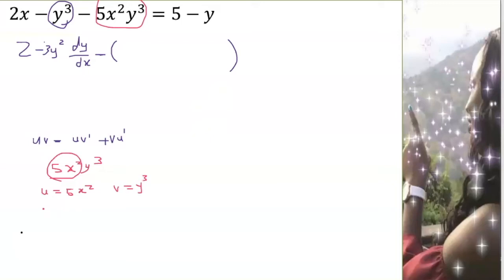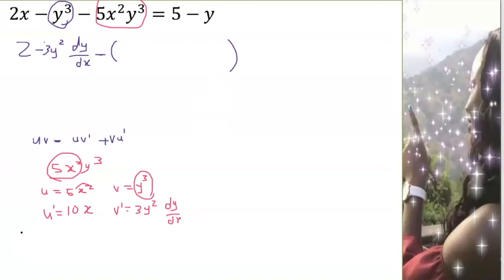So what is my u prime? U prime, I am going to differentiate 5x squared. So 5 times 2, that's 10. Then we subtract 1 from the power, so it's just 10x. While for the y cubed, remember this is the derivative. So v prime, because it's a y variable, we differentiate the y variable. So I'm going to carry the 3 in front, subtract 1 from the power, and then I'm going to have a dy dx. That's the easy way to remember this.